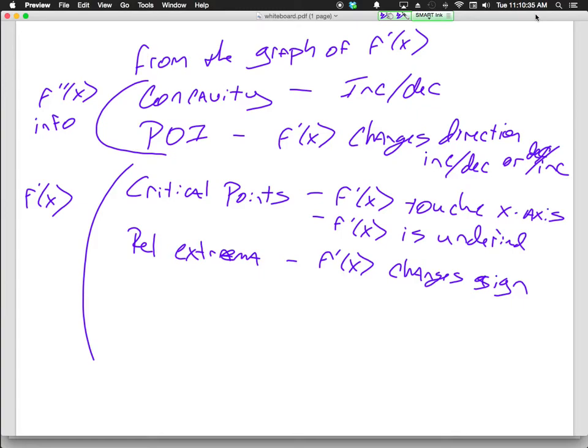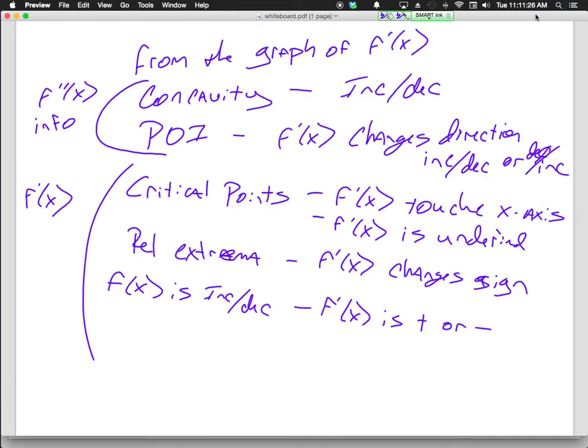What else? There's one more thing we can talk about. What else can the first derivative tell me? Positive or negative. What does that mean? Whether f of x is positive or negative? No, not that. What else can the first derivative tell me about the function? Whether f of x is increasing or decreasing. Yes, we got there.